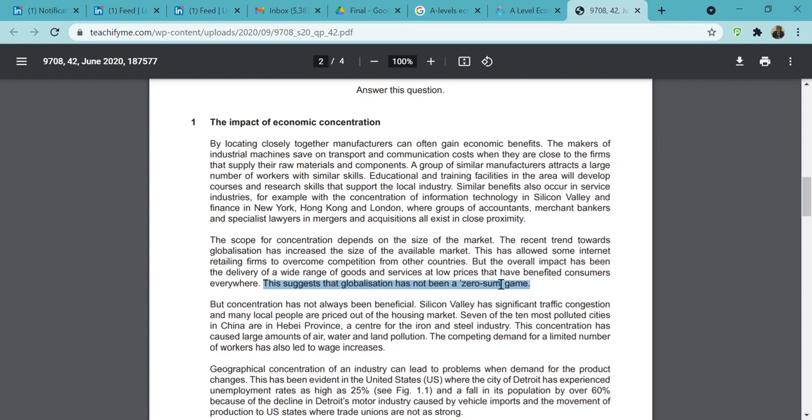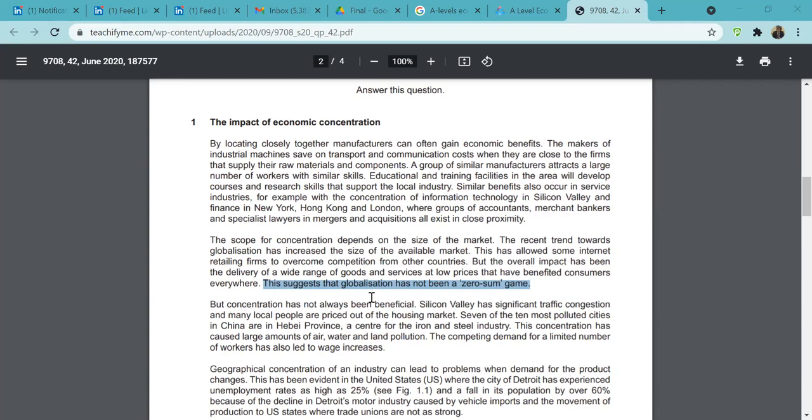And that is what this case study is saying, that globalization has not been a zero-sum game. This doesn't mean that if one person is benefiting, the other person will necessarily lose. No, every entity, every group is benefiting to some extent. Is that making sense, students? Are we clear on this?